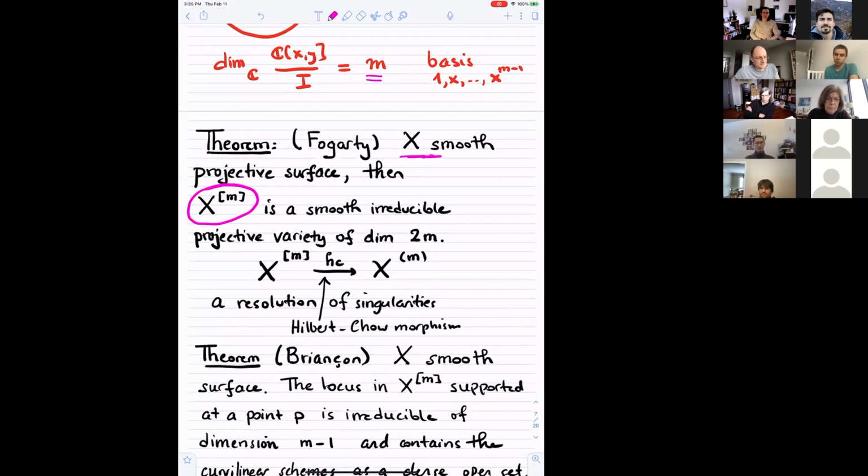Okay, so it's this beautiful space. It's a projective manifold of dimension 2m, and furthermore, it has this property that it maps to the symmetric product. And how does it map to the symmetric product? It maps to the symmetric product the way you would think it does, right?